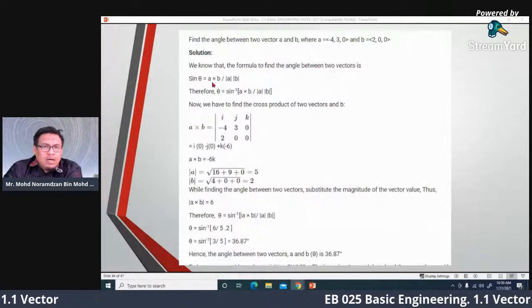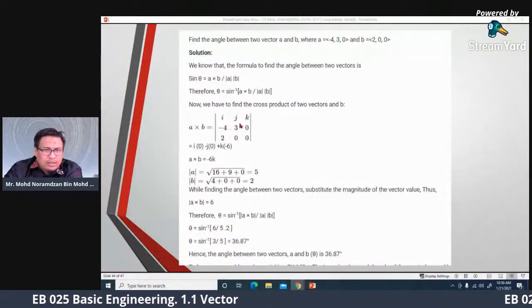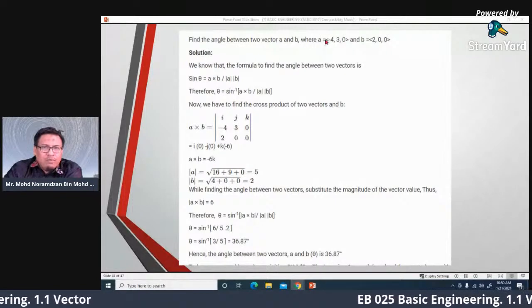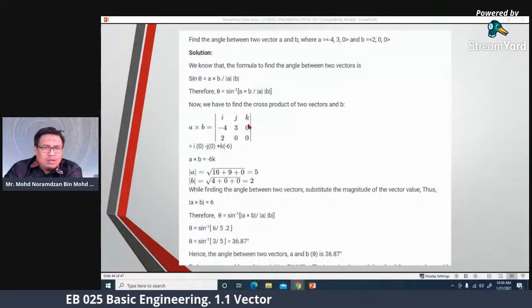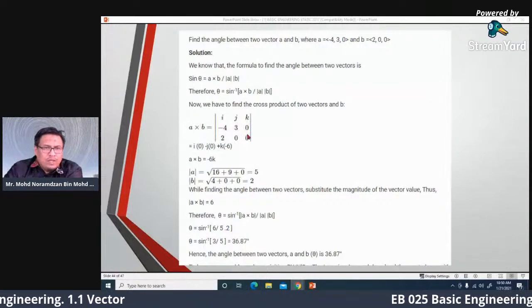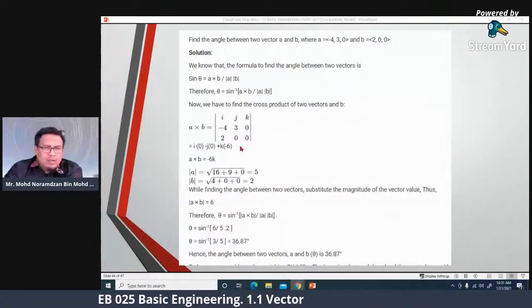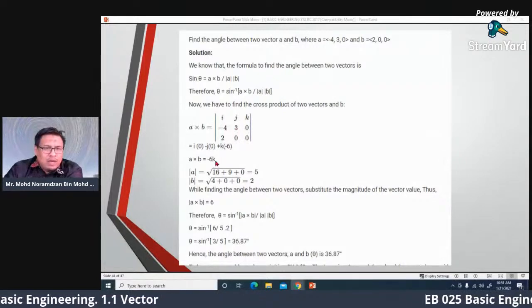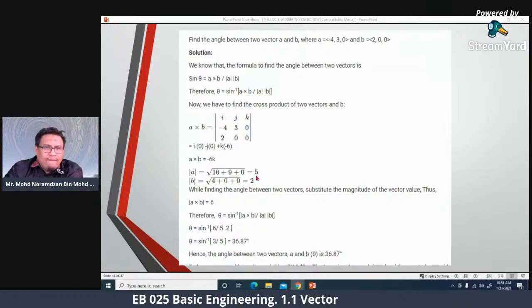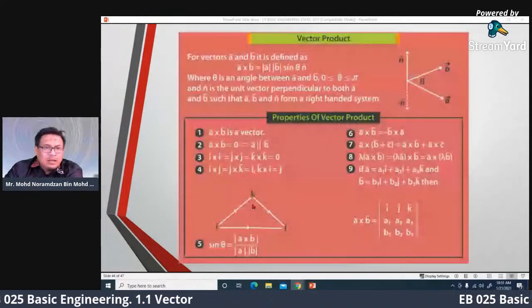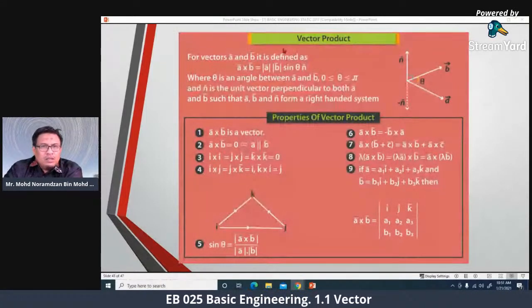Same thing, the same question. With 4 3 0, for I: 3 times 0, 0 times 0, 0. For J: 4 times 0, 2 times 0. For K, you have the magnitude: 4 times 0, 2 times 0. So you get this. For A, we want to find the magnitude of A, we get 5. So this is the summation of the vector product.